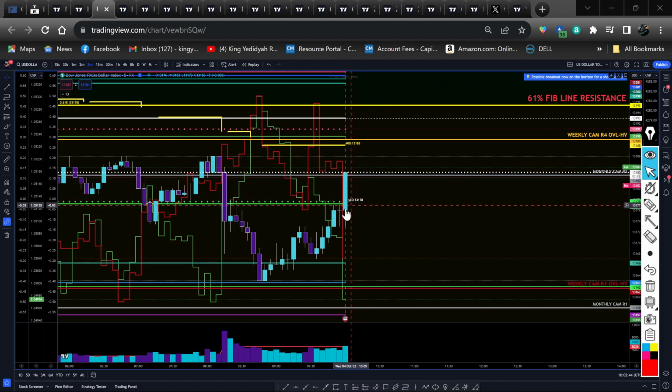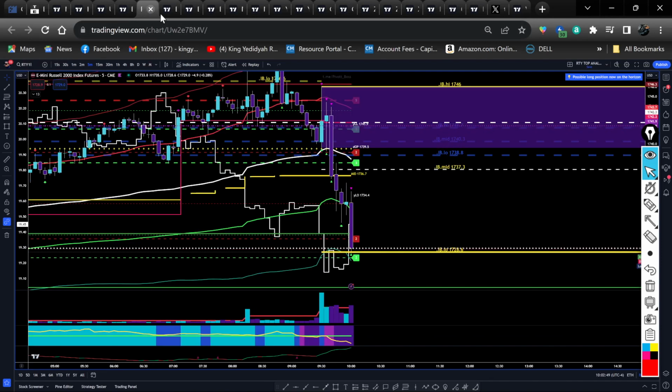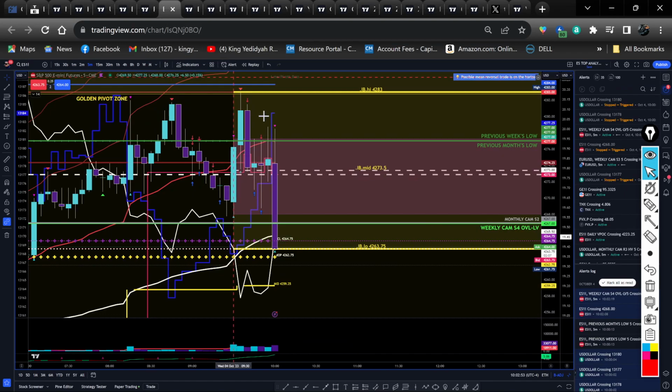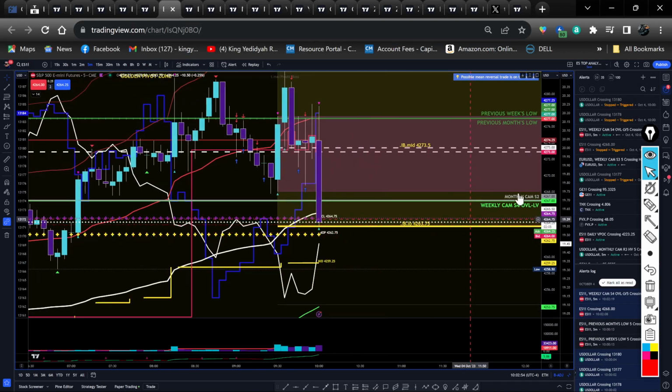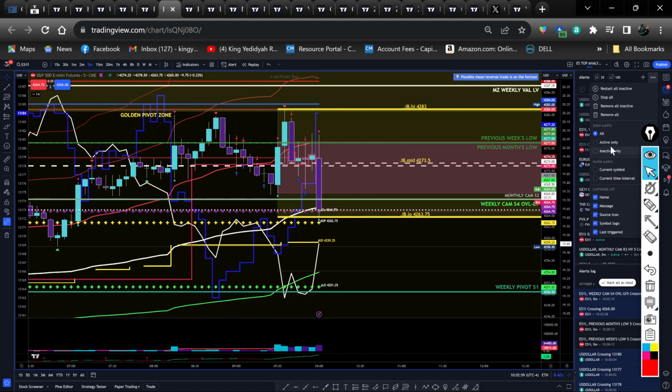Right, so it's looking like confirmation that the US dollar is pushing up, and Russell 2000 selling off big, and ES selling off big. So I didn't get my entry. Let's see.